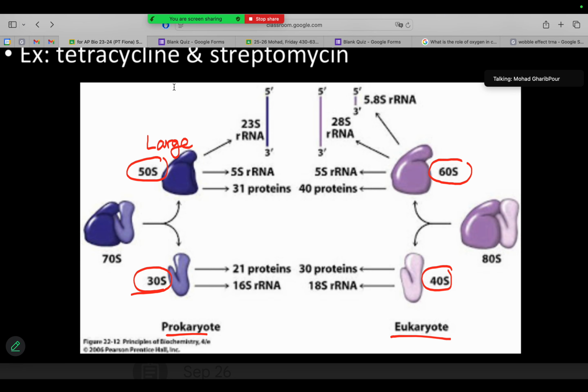When they come together, I know this doesn't add up. Again, you guys don't worry about like 50 and 30. When you add them, it doesn't give you 70. Just don't worry about that. But for the prokaryote, the full ribosome is 70S, whereas for eukaryotes, it's 80S. You can look at these details. They don't matter. You guys don't need to know this many details. You just need to know these numbers.